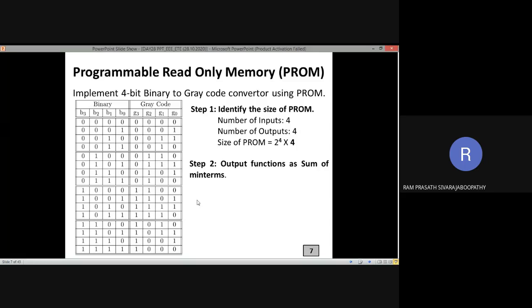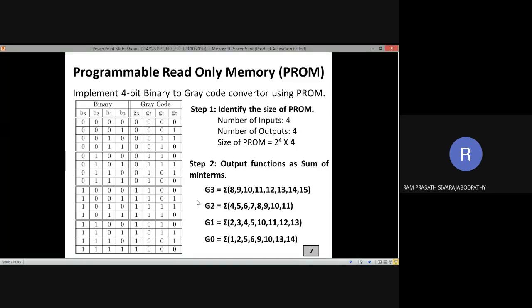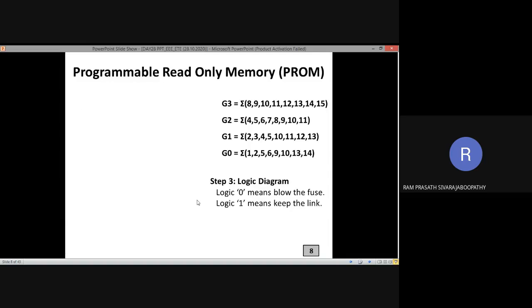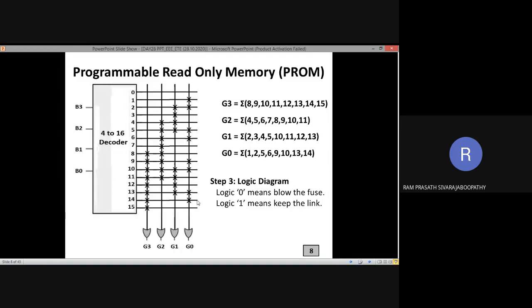Fine. Step 2 is the functions we have to write. Sum of minterms we have to write. Fine. Then we have to go with the PROM of size 16 cross 4. So it should be like this. Kindly take a screenshot of this.